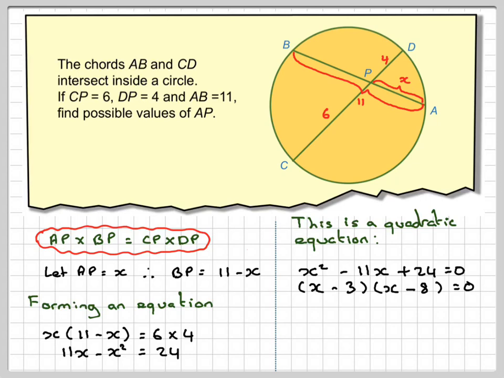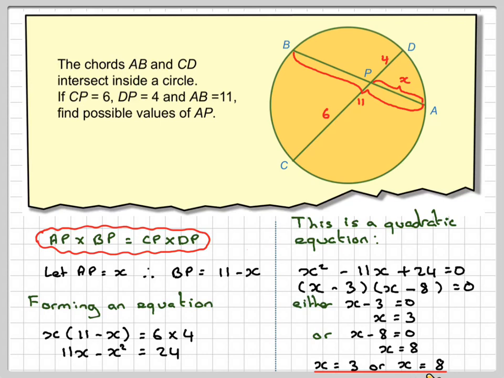make plus 24. So either x minus 3 is equal to 0, which gives x is equal to 3, or x minus 8 is equal to 0, which gives x is equal to 8. So the possible answers are x is 3 or x is equal to 8.